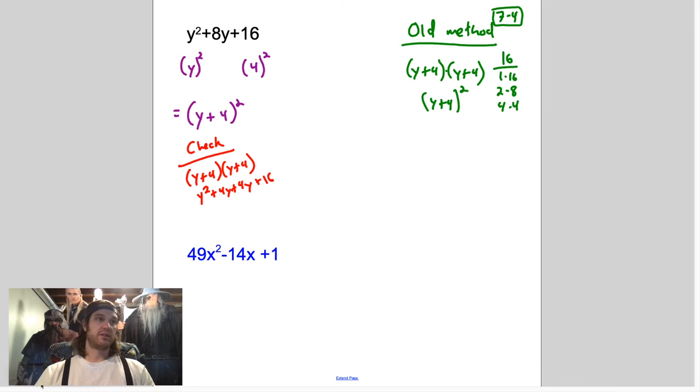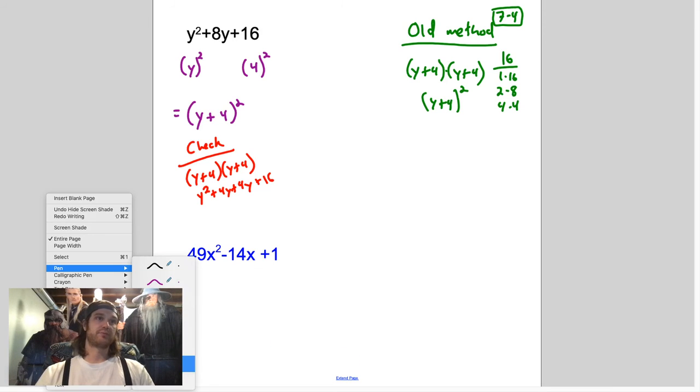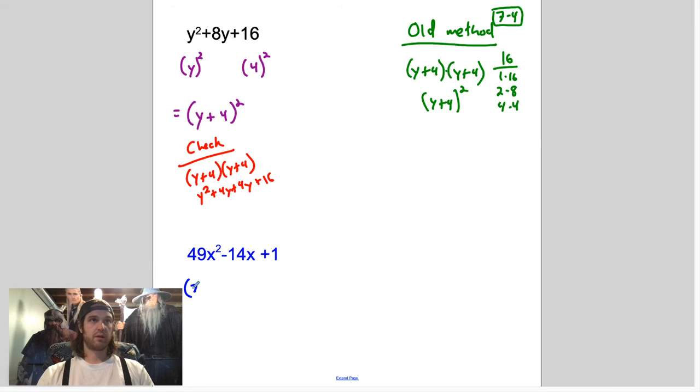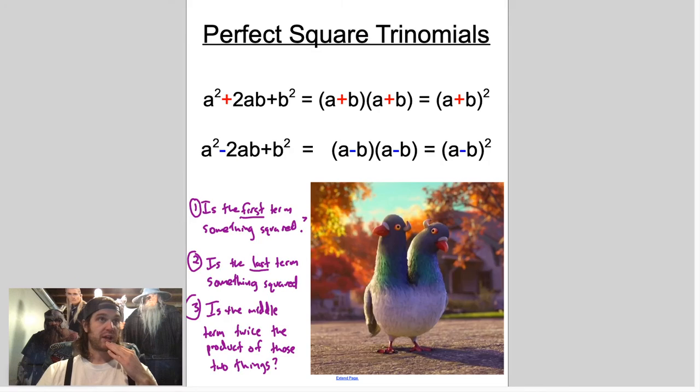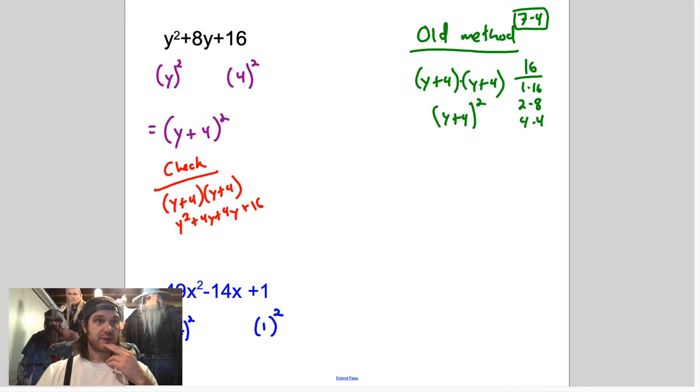All right, yikes, this one. Okay, let's take a look. In blue, is the first term something squared? Yeah, it's 7x squared. Is the last term something squared? Yeah, it's 1 squared. Now we've got to check. Is the middle term twice the product of this times that? Yeah, except it's negative. That's okay, because this is following the pattern for this blue example down here. So we're going to say, yes, this is a perfect square trinomial, because 7x times 1 times 2 is 14x. So we're going to do 7x minus 1 squared. Done.